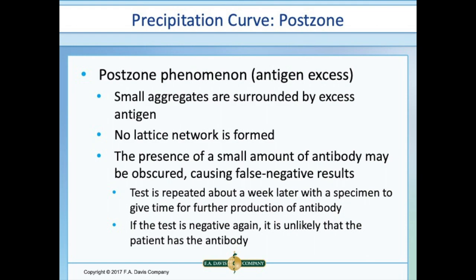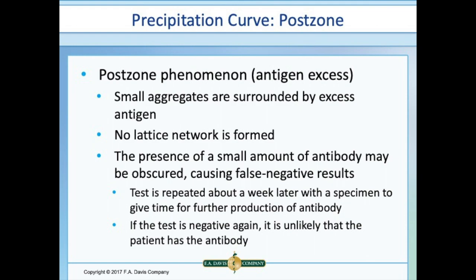In order for us to prevent this, we have to repeat the test a week later with the specimen so that it will allow time for further production of antibodies. For example, a COVID patient has recently been exposed and you do the COVID rapid testing. No antibody yet, so you have to wait for several weeks before you can see a detectable result. If the test is negative again, then it is unlikely that the patient has the antibody.